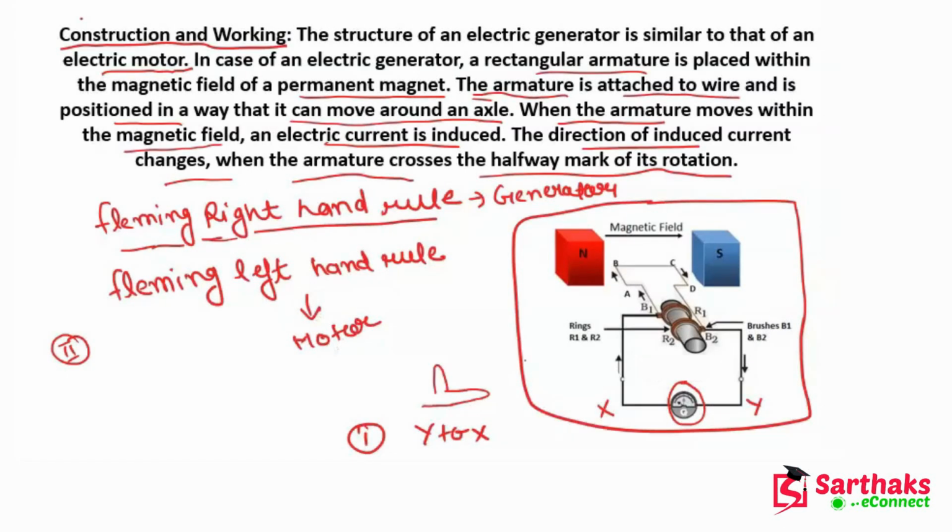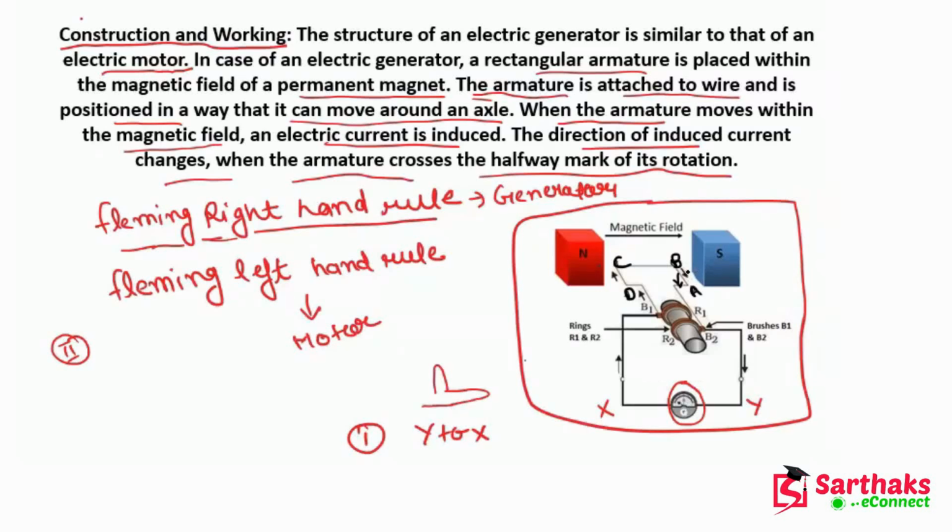So I hope you are understanding, because this is a little bit difficult, but we do not need to be worried. I am here to make you understand each and every point. So what happens when the half rotation completes is that this will become the point AB and this will become the point CD. Now after the half rotation, this AB is going downwards.